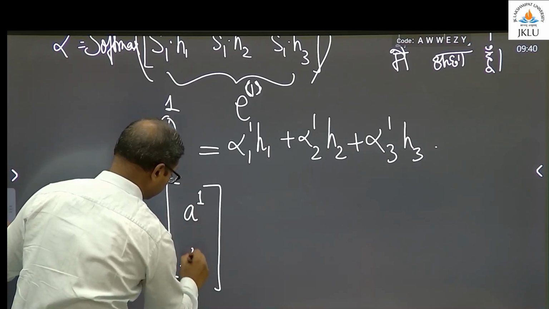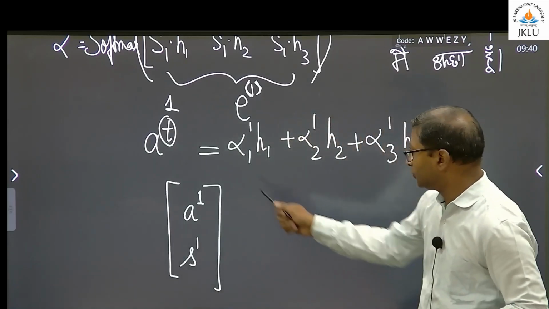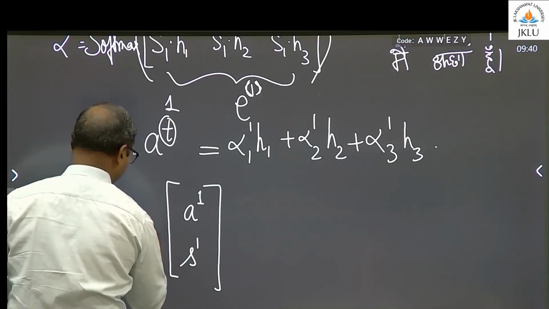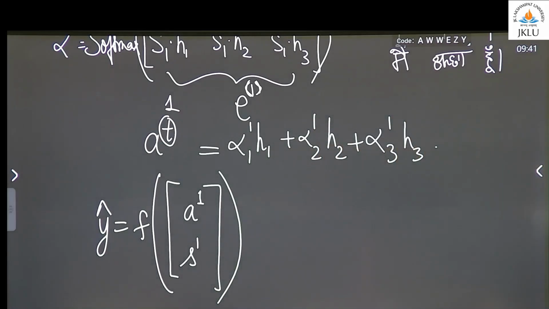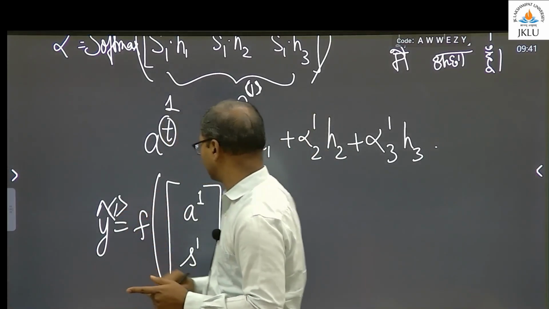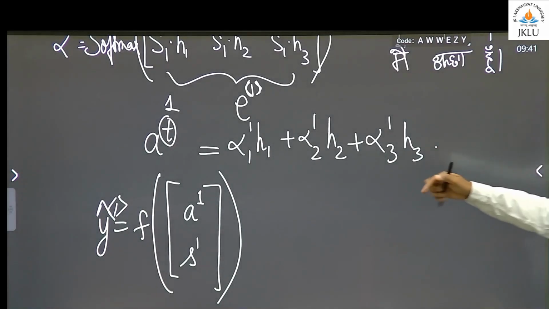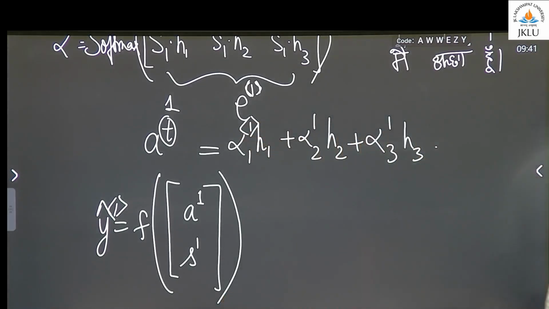You make the final prediction on A1 and S1. You use this, so your y hat is basically a function of this. Earlier y hat was just a function of S1. Now y hat is a function of A1 and S1, actually y hat 1, and all these superscripts you can put. Okay. Questions here?